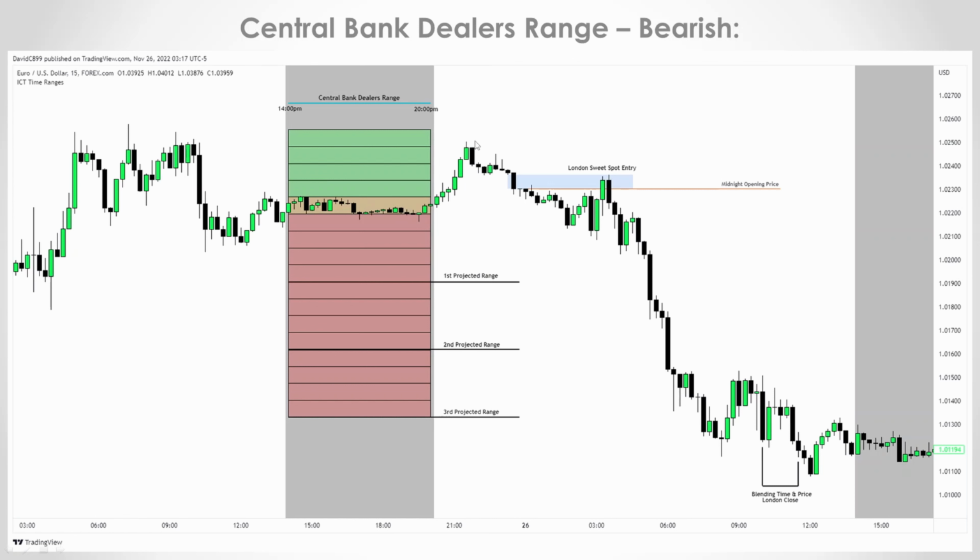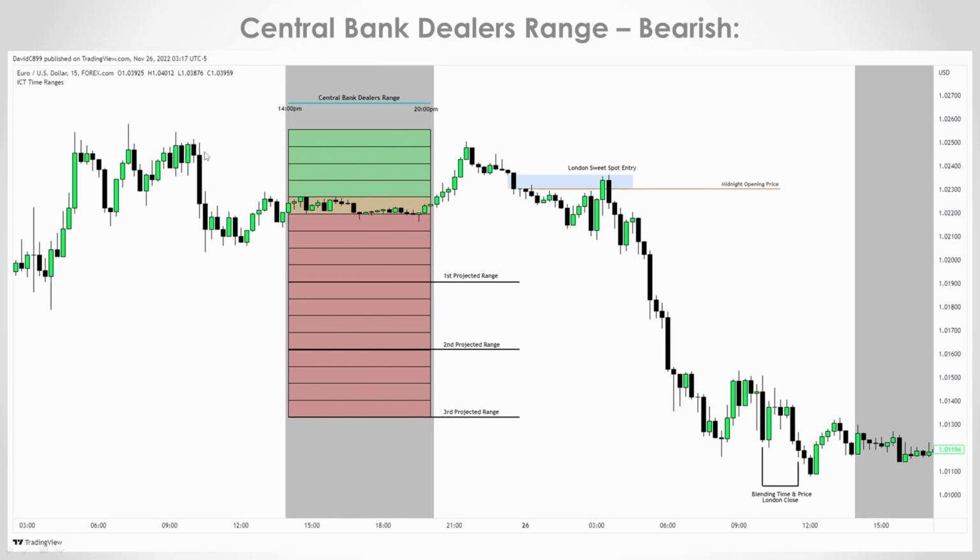closing that fair value gap here, and it's trading up into this bearish order block. Notice that price is trading into the third and fourth standard deviation of the central bank dealers range. So this becomes our projected range. From the first, second, third and fourth standard deviation, this is our whole entire projected range. And we can use that later on for potential profit targets.